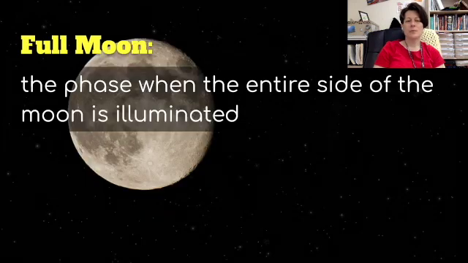There's also the full moon. This is the phase when the entire side of the moon is illuminated because it's opposite of the sun in its orbit, and so we see the whole half illuminated.